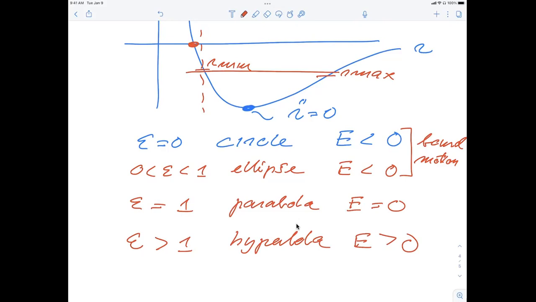In sci-fi movies, a gravity system, would that be an epsilon greater than 1 situation?